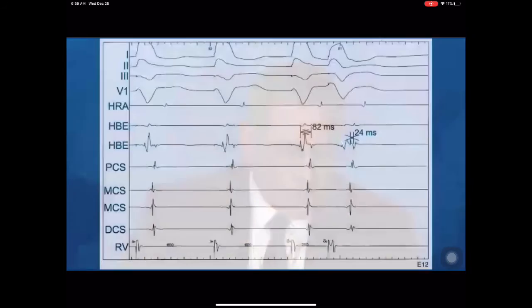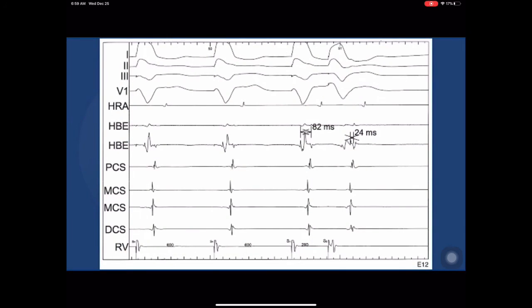It was in the second tracing, so let me take a moment to get back to the second tracing. Okay, so this is the second tracing. The question is the following: what would confirm conduction over the AV node as well as the accessory pathway? Would short HA along with a change in activation sequence?